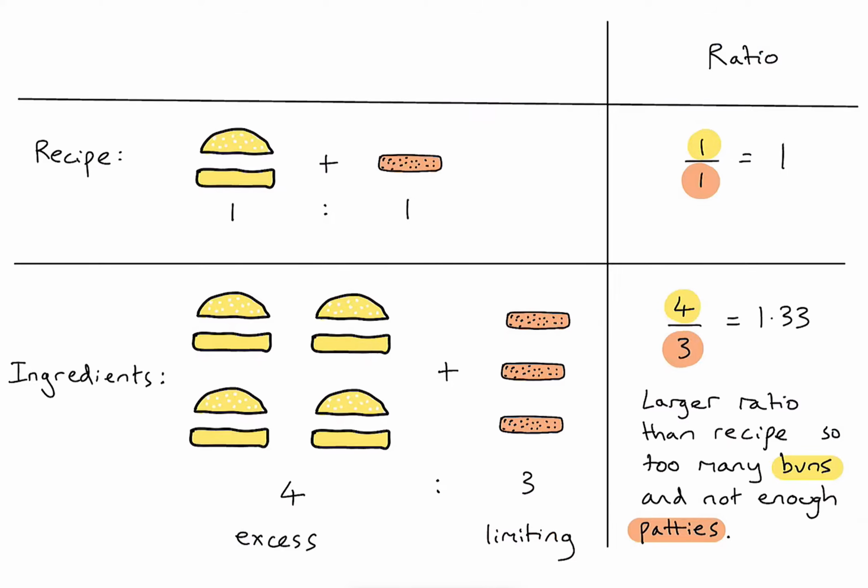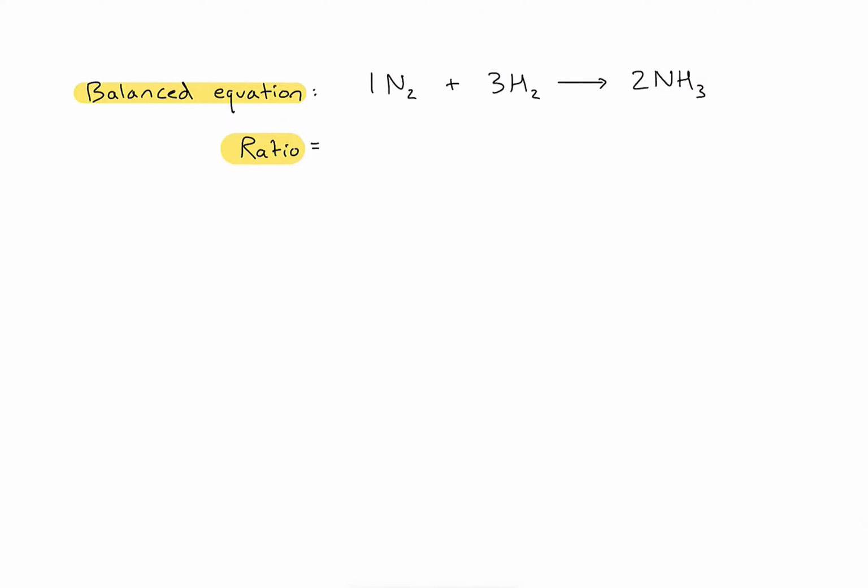So let's now try and apply that to a chemistry-based question. Let's take a balanced equation. In this case, we're going to have a look at the reaction between nitrogen and hydrogen to form ammonia. And you can see that my ratio in this case is, and again we're focusing on the ingredients, or the reactants would be the correct scientific term, we've got a ratio of 1:3 between my 2 reactants. Again, let's now express this as a single number by doing 1 divided by 3, which gives me 0.33.